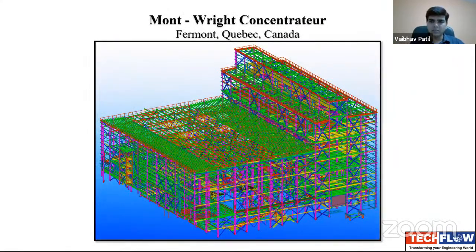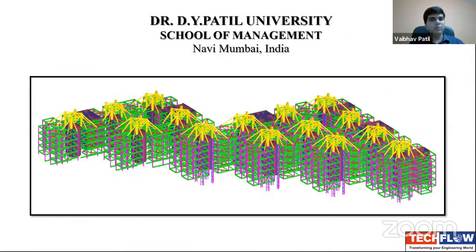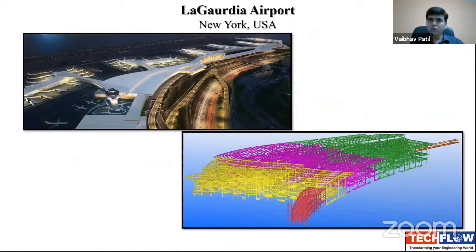The next one is in Quebec, Canada. It's some industrial projects, so you can model that critical type of project in Tekla Structures. This is one in Navi Mumbai, D.Y. Patil University, School of Management. It's all made of steel. Below the floor there is a slab, but below the slab there is steel. All the crowns at the roof are made of steel. This is LaGuardia Airport in New York, USA. Again, you can see the architectural view and the 3D model view.